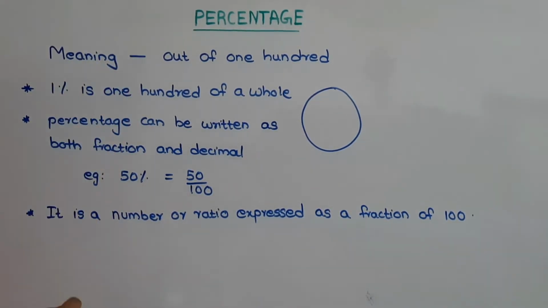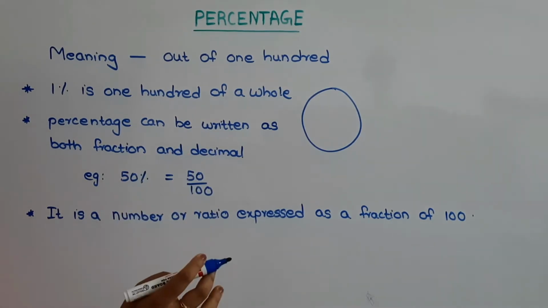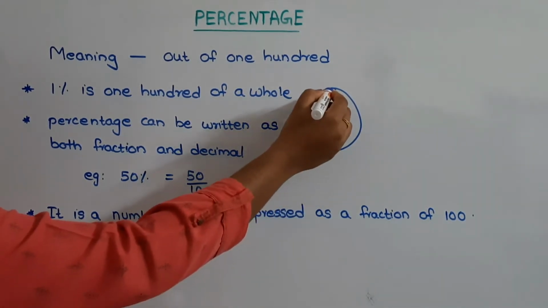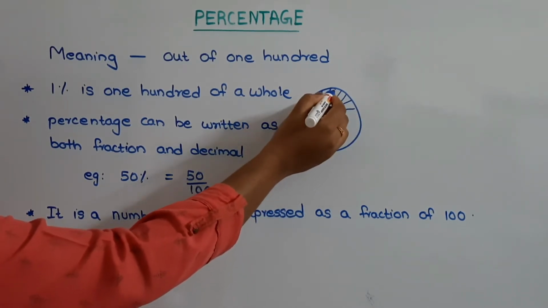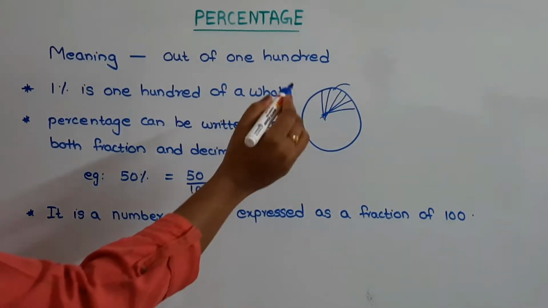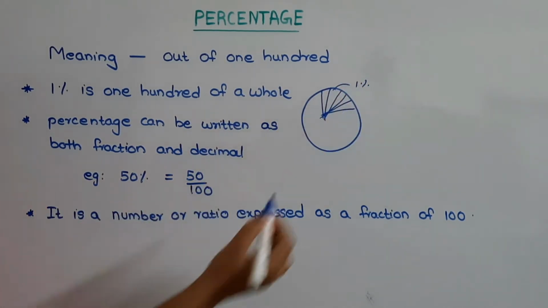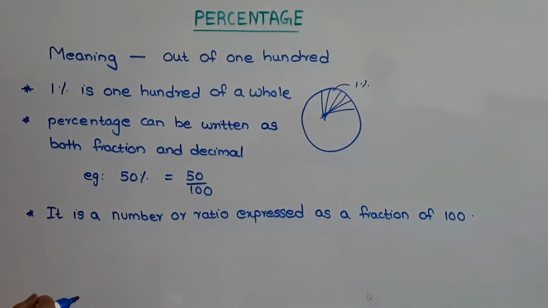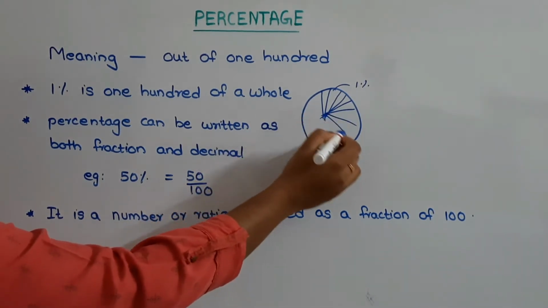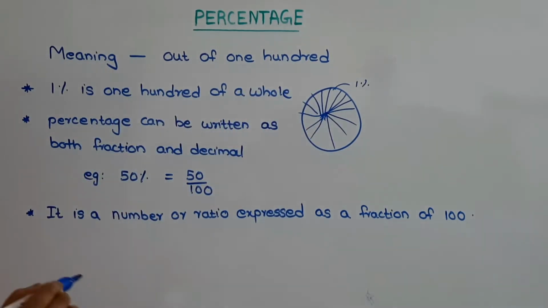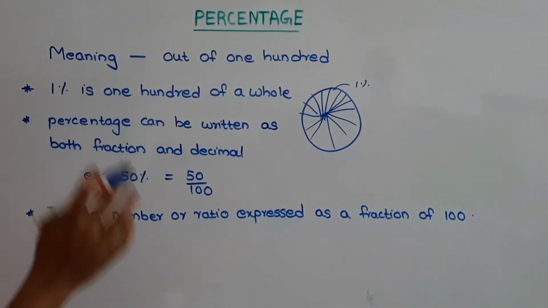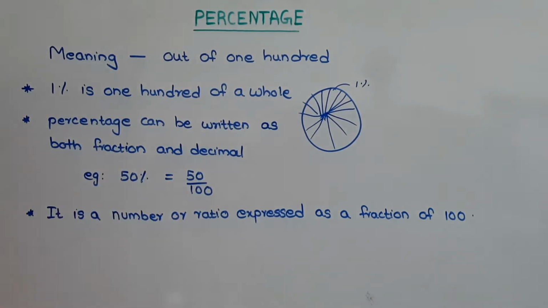The meaning of percentage is out of 100. If we consider a whole thing as 100 and divide it into 100 equal parts, then each part is a single percentage. Or 1% is 1/100 of a whole.